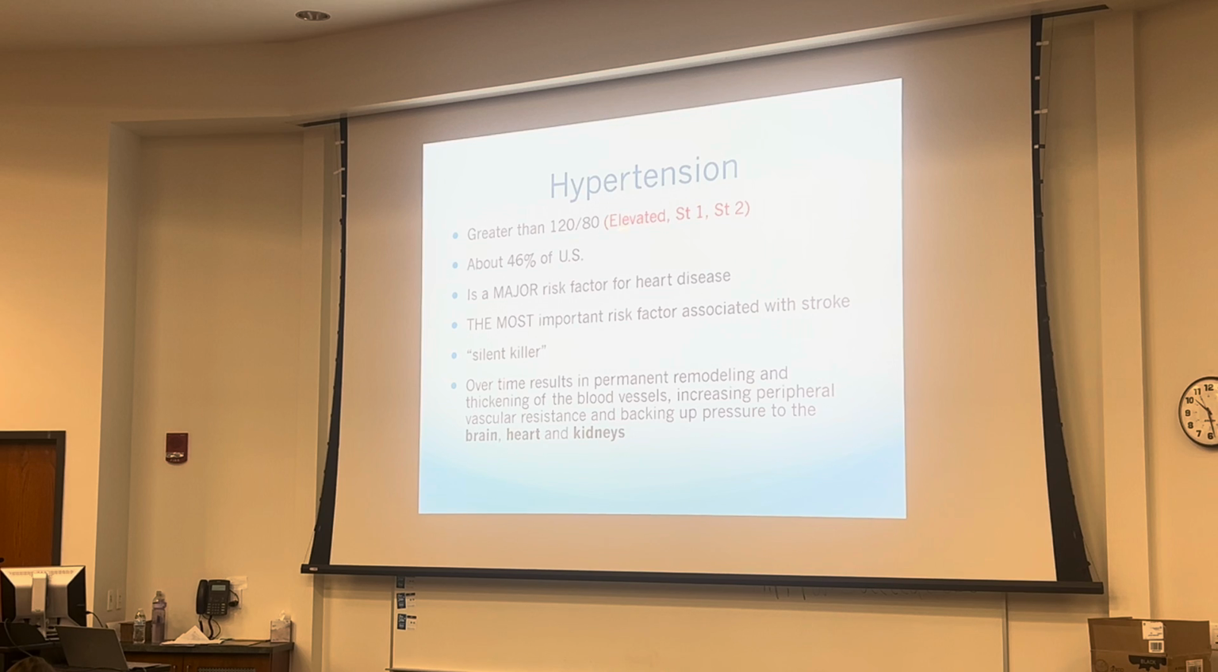All right, and then with hypertension, the baseline is anything above 120/80, and then there are different stages above that. A lot of people in the US have high blood pressure, about half of people. It's a major risk factor for heart disease, like we've been talking about all along. It's the most important risk factor associated with stroke.